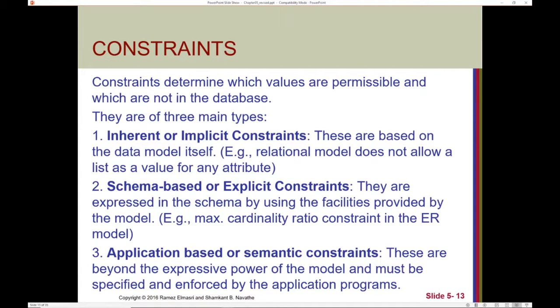Inherent or implicit constraints. These are based on the data model itself. So for example, you can't have a list as a value for an attribute. Some constraints are schema-based or explicit. These are expressed in the schema by using the facilities provided by the model. So for example, like cardinality, that the maximum number of classes a student can take is many. And then there are also application-based or semantic constraints, which are beyond the expressive power of the model and have to be specified and enforced by the application programs themselves.